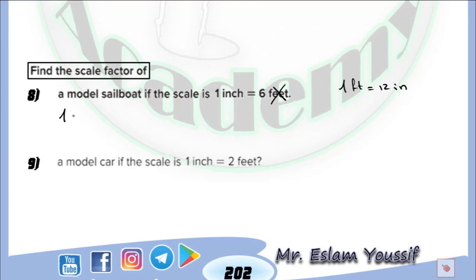So all we have to do is remove feet and replace it with inches. So it will be 1 inch to 6 feet. To replace feet, just multiply by 12 inches. Just write 1 inch up, and 6 multiplied by 12 will be equal to 72 inches. Because they have the same unit, the scale factor now will be 1 to 72.